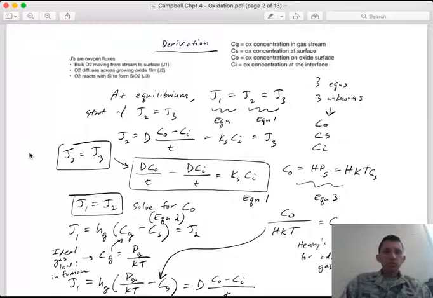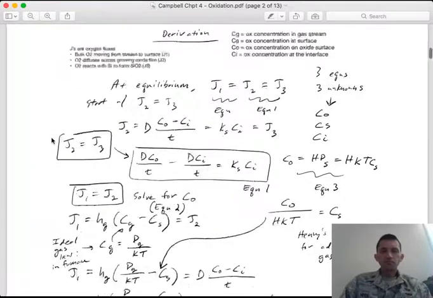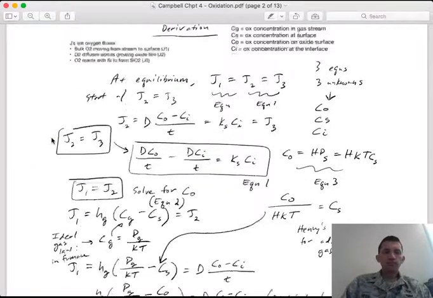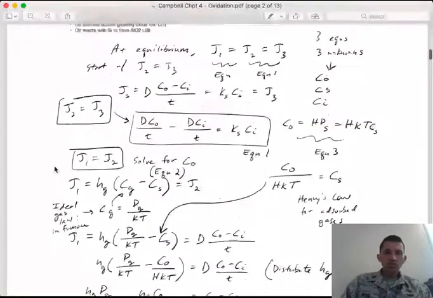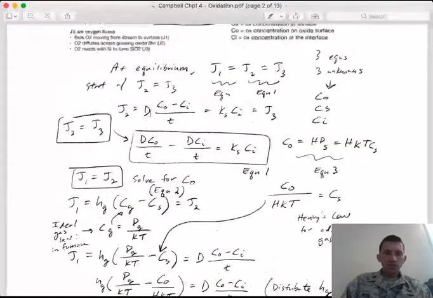Again, we have 3 oxygen fluxes, 3 unknown concentrations, and our 3 equations are J2 equals J3, J1 equals J2, and then C0 equals HkT CS. So here are our 3 equations. We'll start with J2 equals J3. So here we have J2, remember, it's the diffusivity across the oxide layer with the concentration at the surface, the concentration at the interface, and the thickness of the oxide layer.